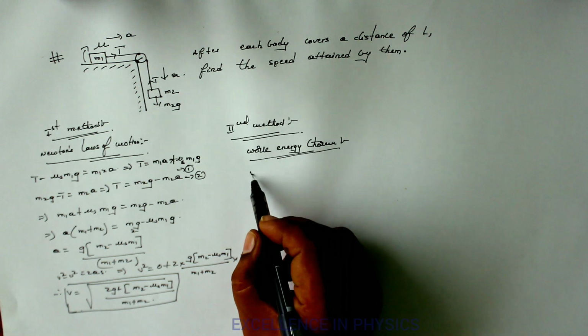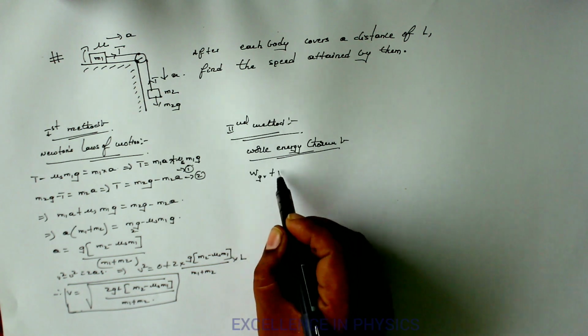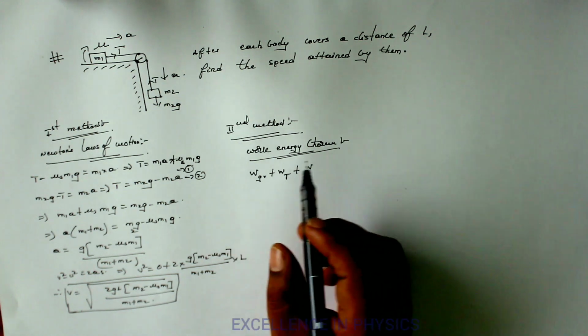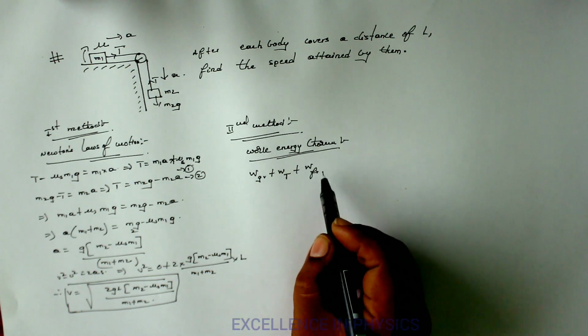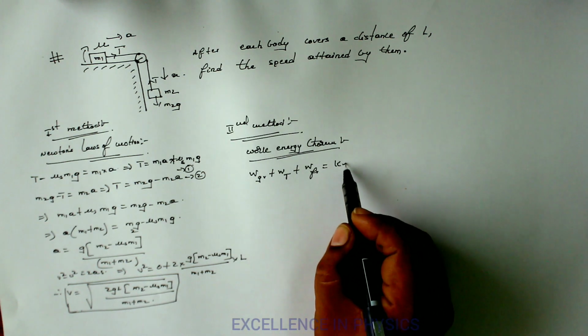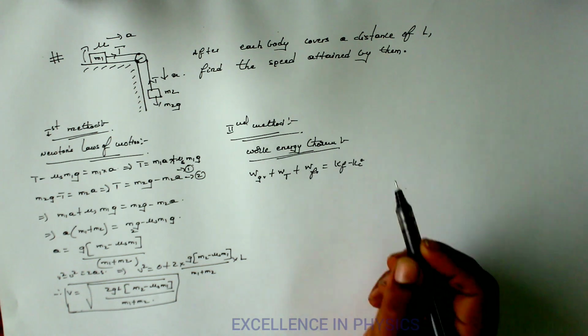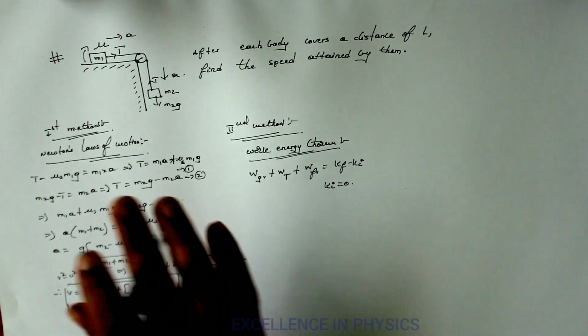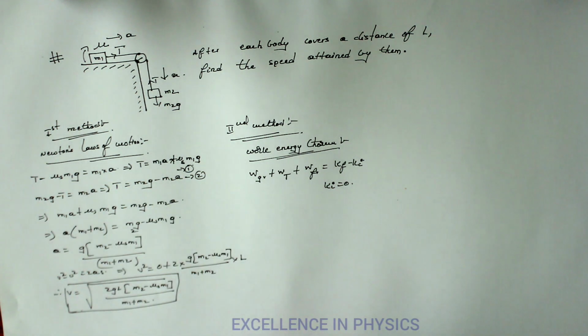So therefore I can write work done due to gravity plus work done due to tension plus work done due to the other force, friction. Totally this should be equal to K final minus K initial. In this condition K initial is 0 because both the bodies are at rest initially.